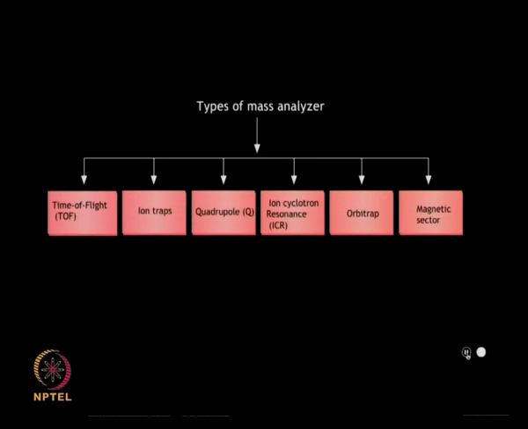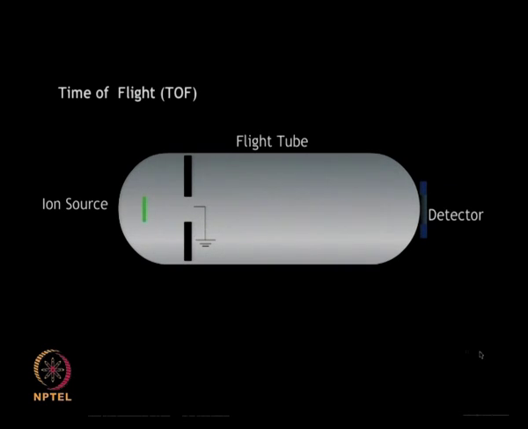Currently, various types of mass analyzers are available, including time of flight, ion traps, quadrupole, ion cyclotron resonance, orbitrap and magnetic sector. The time of flight analyzer accelerates charged ions generated by the ionization source, MALDI, along a long tube known as the flight tube or TOF.